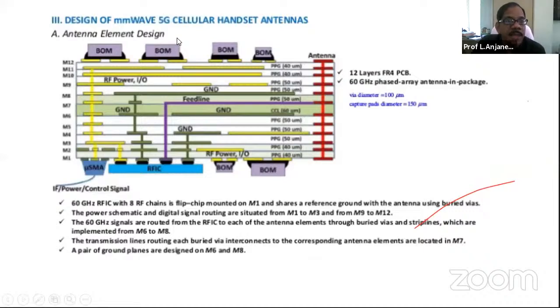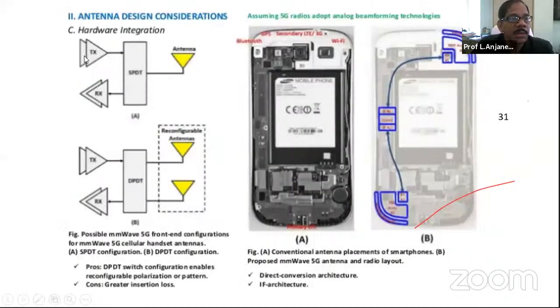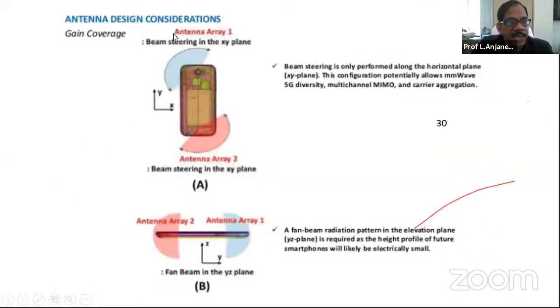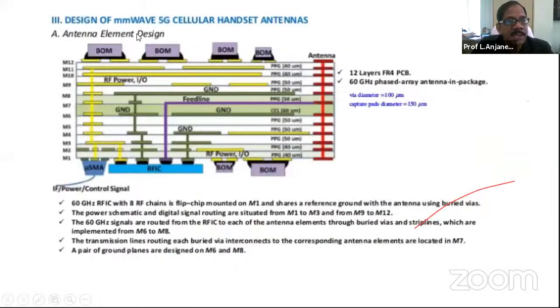Now this is an antenna design consideration, but the actual antenna that you see here is this one, where you see there are 12 layers of FR4 PCB used. Hence you can easily see the distance that is there between each of these layers of the design.